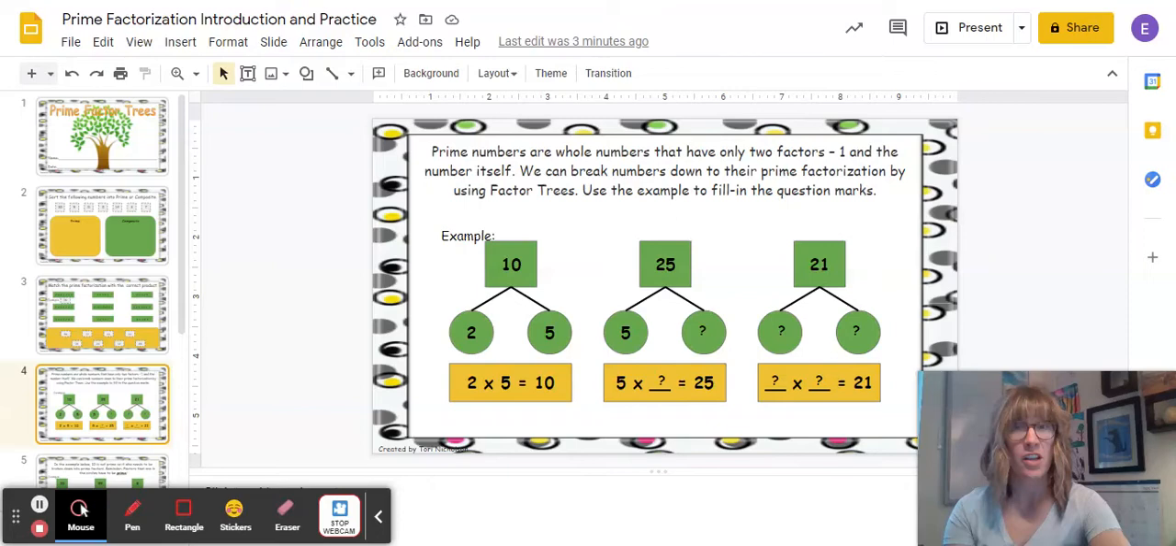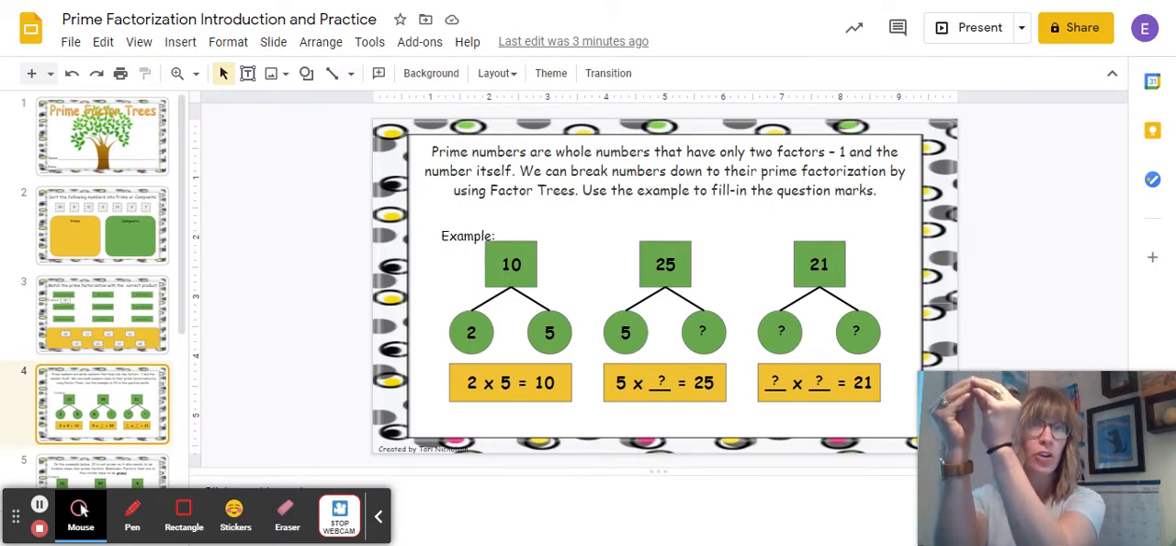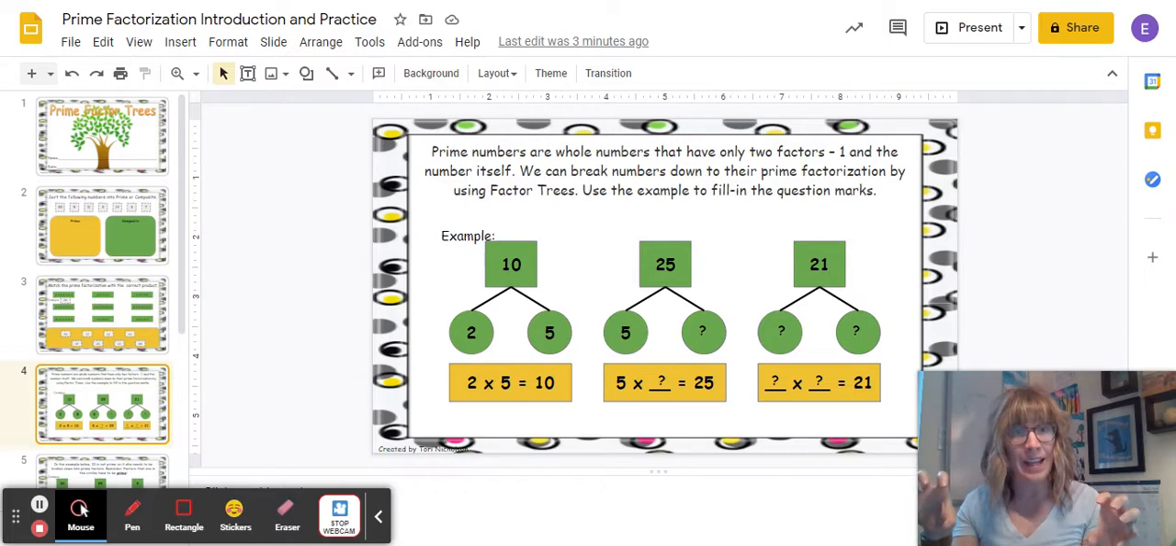So we're thinking here about prime numbers and composite numbers, right? And when we have a number that we know is composite, meaning it has more factor pairs that you can multiply together to hit your target number, we can find their prime factorization by breaking them down.